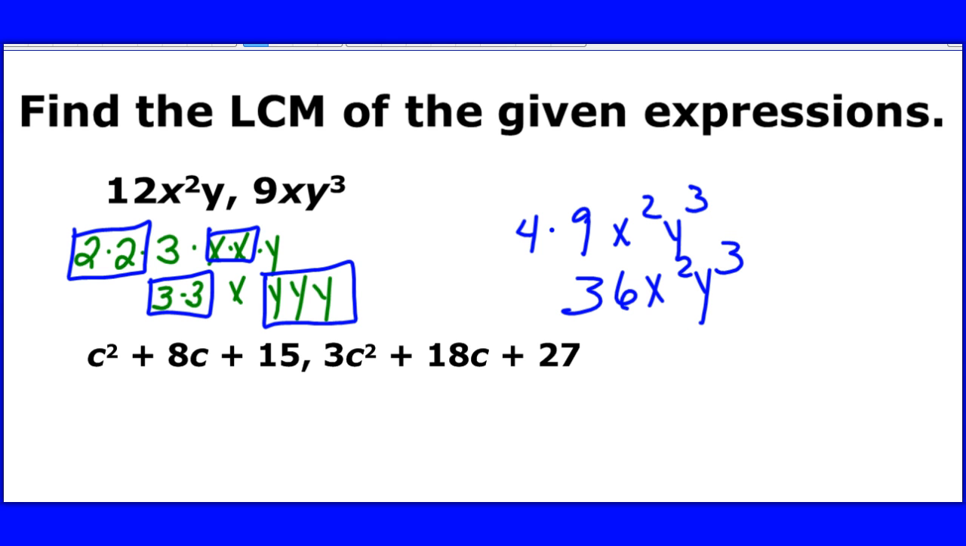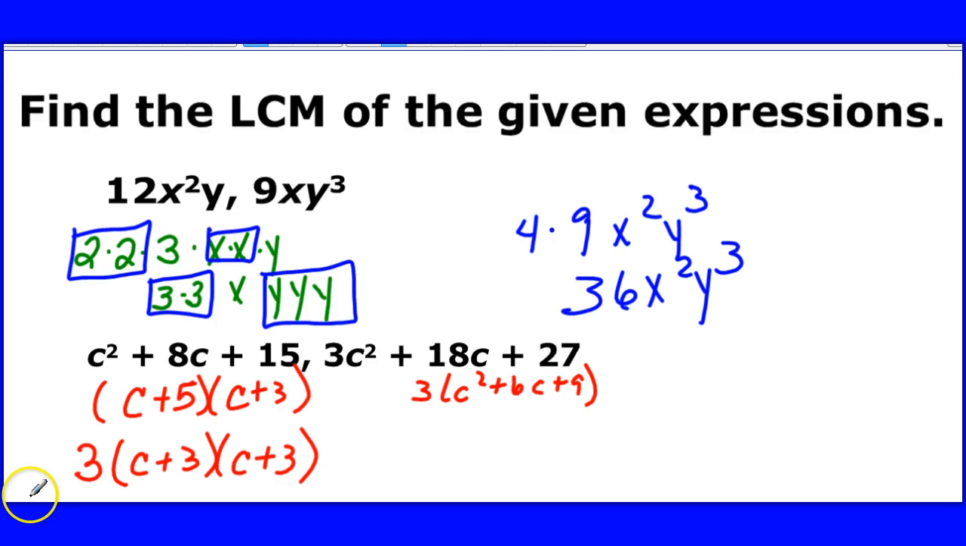Okay, try the next one. Remember that you need to factor first. All right, I factored both of these polynomials. You notice on this one I pulled out a 3 first, a GCF of 3, and I was left with a perfect square trinomial, so here it is.